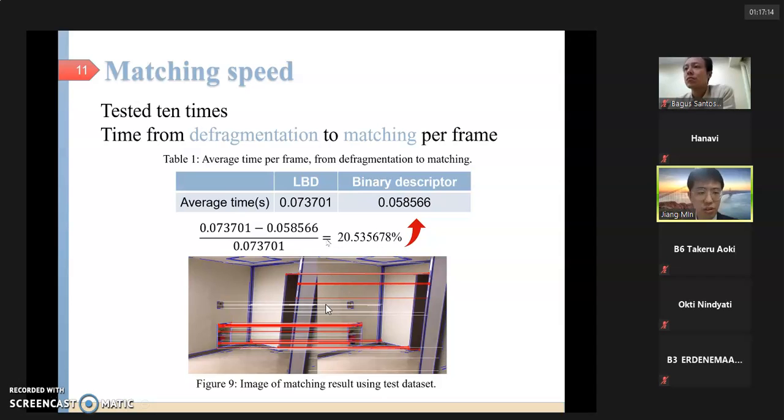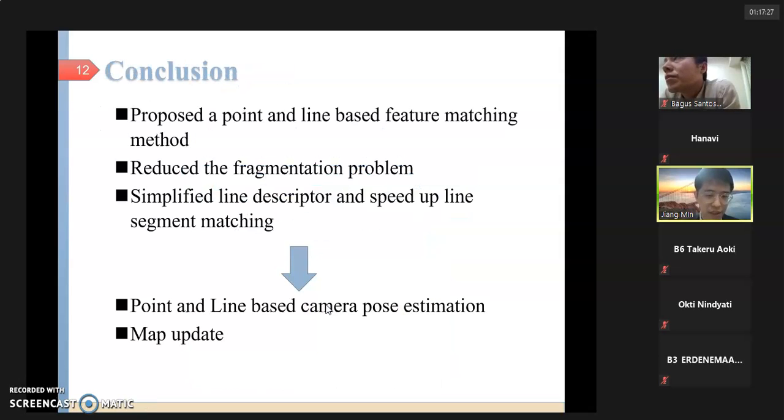But finally, in the conclusions, we propose a rigorous SLAM method which combines points and lines, and we reduced the fragmentation problem, and we also simplified the line describers and sped up the time of the matching.